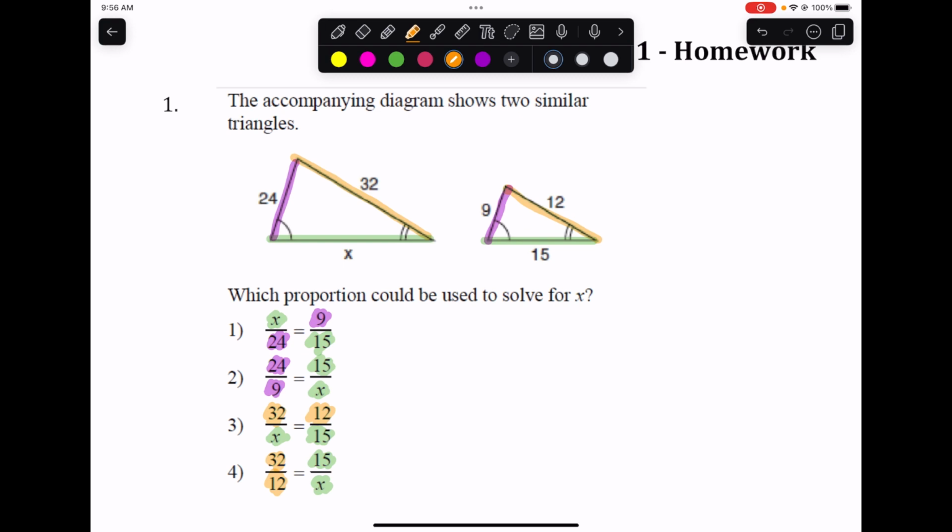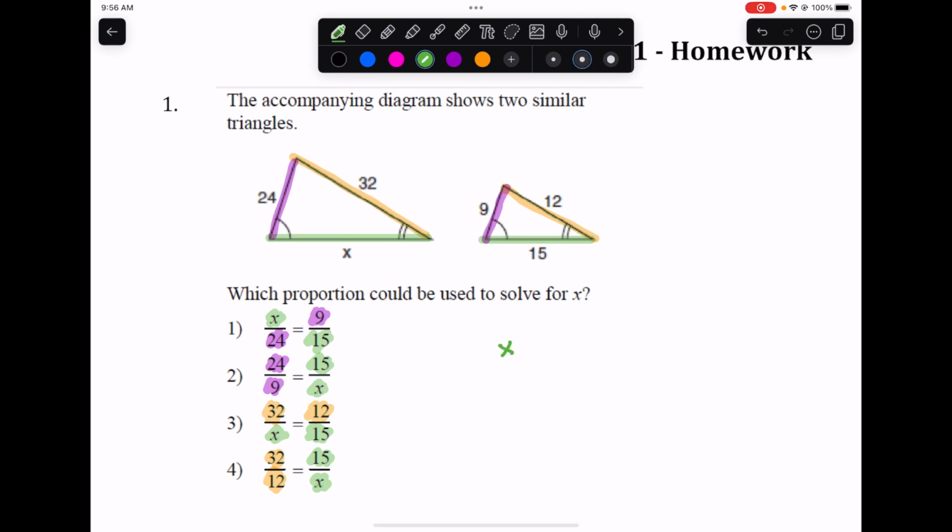Because if I was going to do it like I was doing it for the classwork, I would do, for example, x over 15 is equal to 24 over 9, or x over 15 is equal to 32 over 12, right? So there's a couple of different ways you could approach a problem like this. You could solve for x in one of these two ways and then check your answers here to see which one matches.